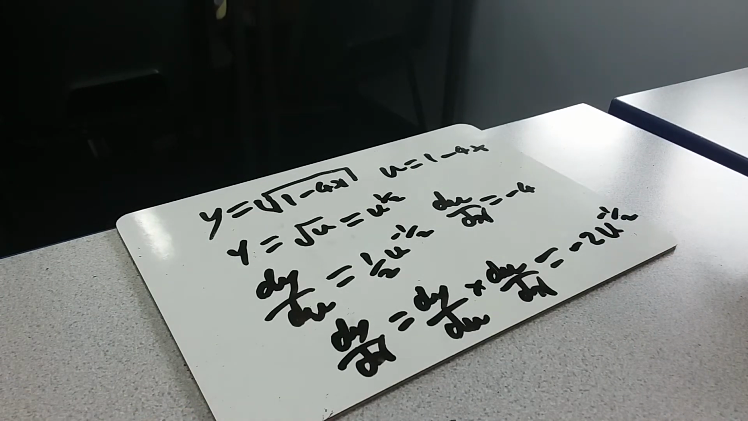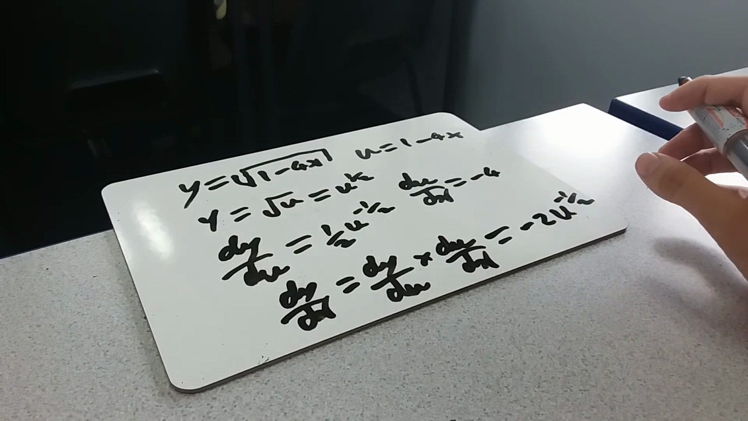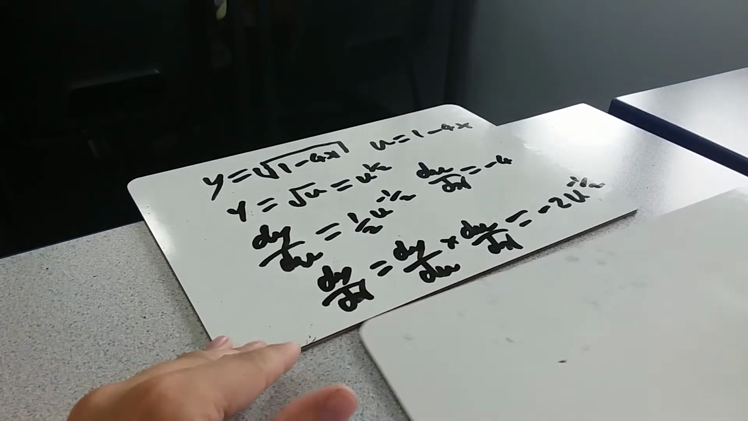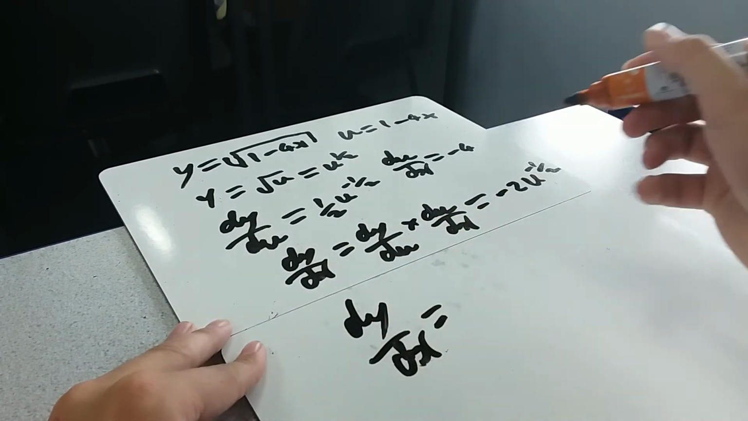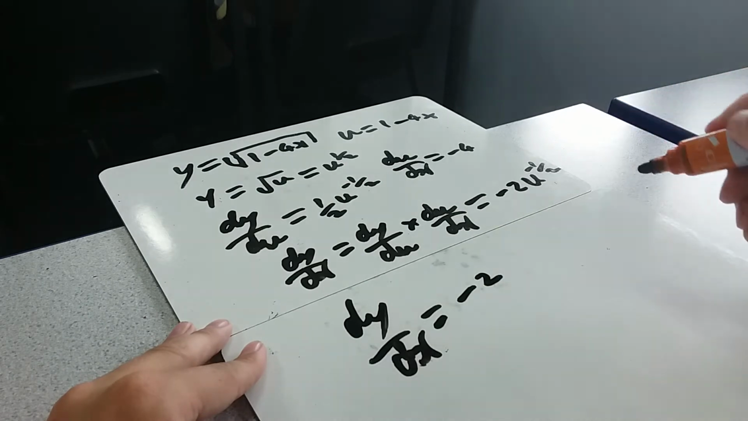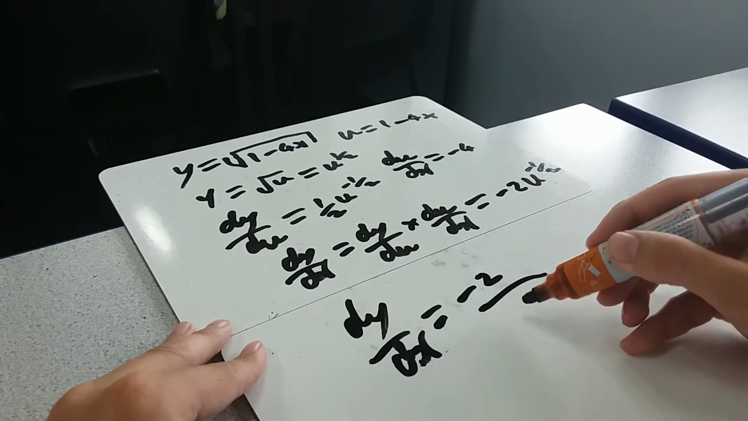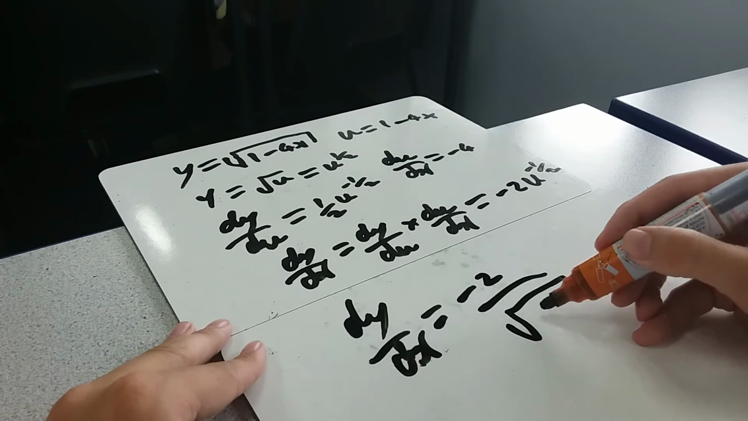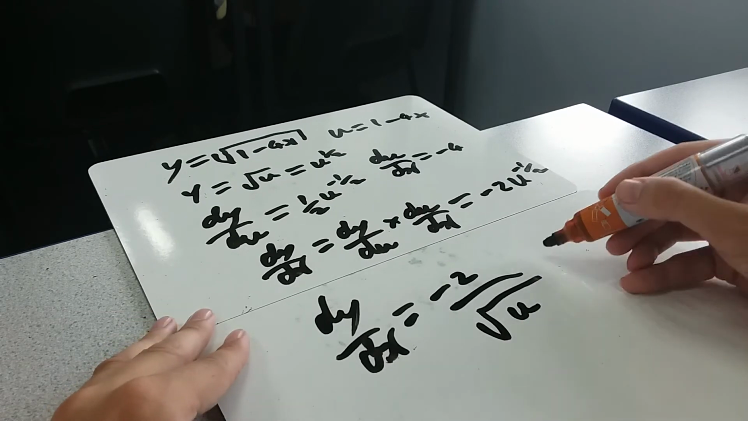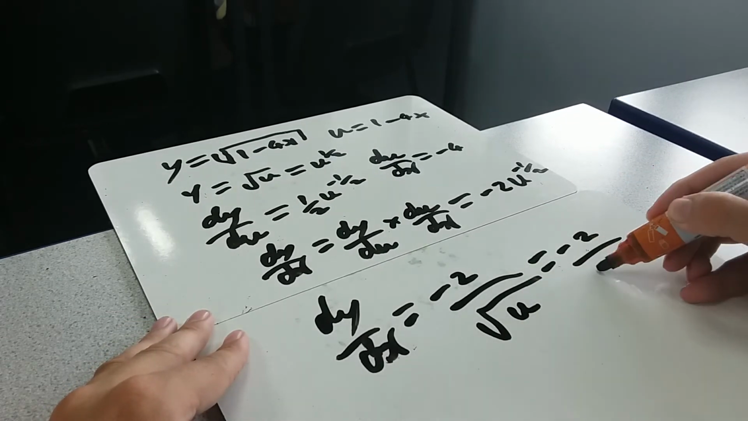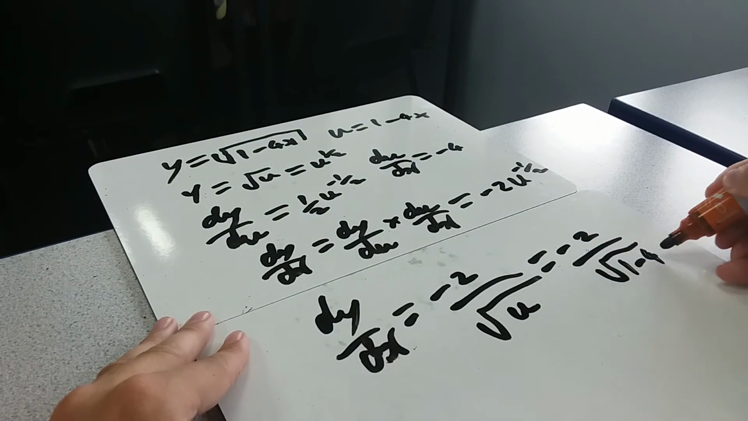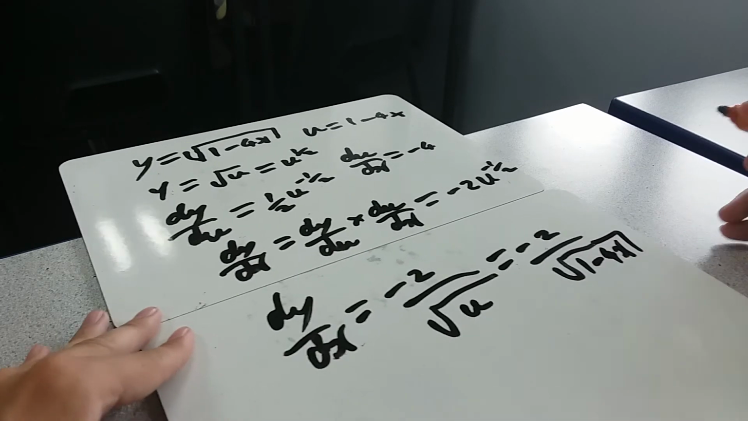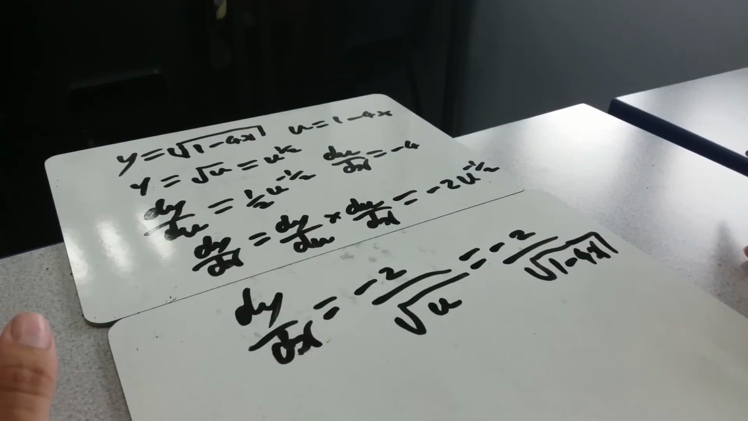Well, that's not particularly neat. So let's write it back in terms of x. dy dx equals minus 2, or u to the power of minus a half, that's 1 over square root of u. But that's still in terms of u. So it's minus 2 over square root of, and back up here we have what u equaled, it's 1 minus 4x. Done. Right, I'm going to give you one to have a go at.